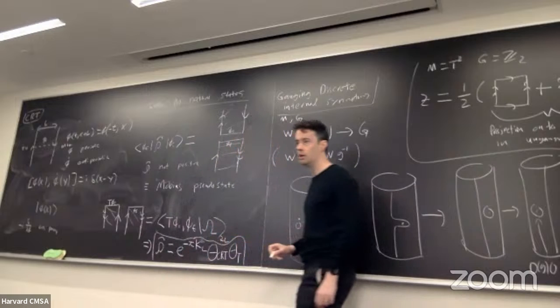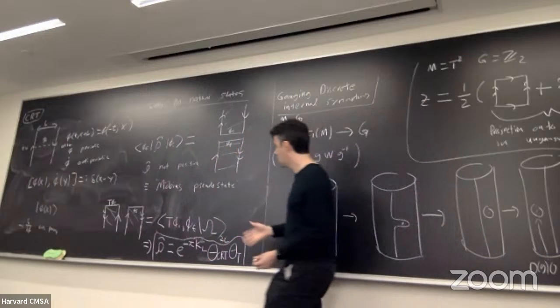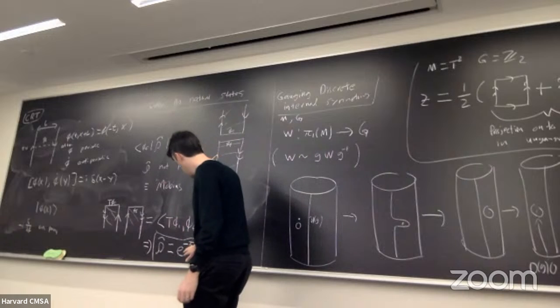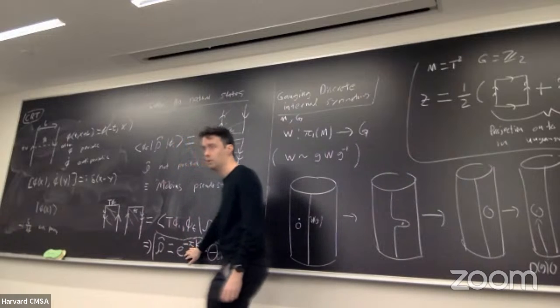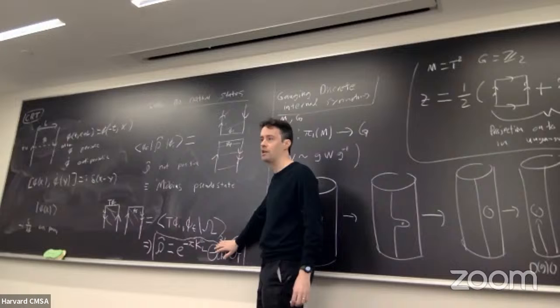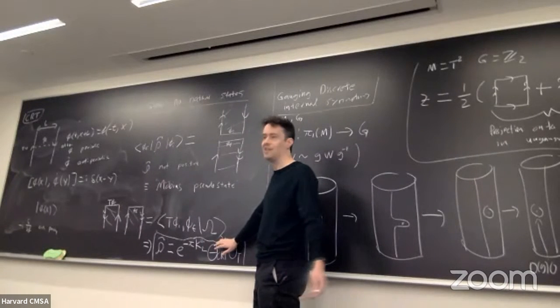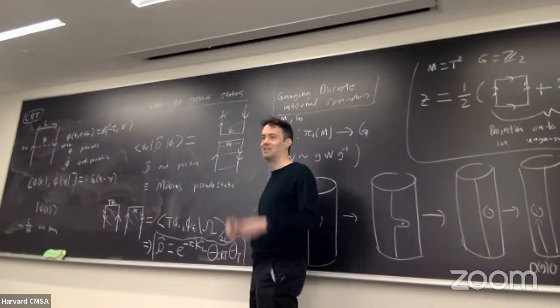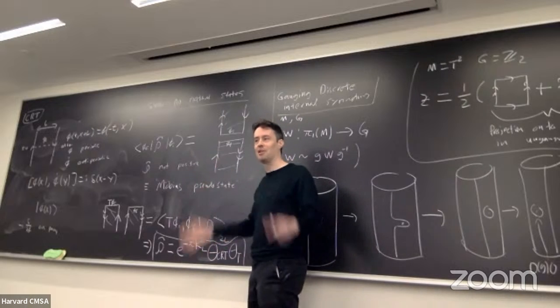Put this here, okay. And so what you can see is that the Mobius pseudostate is a positive operator times a unitary, because the product of two anti-unitaries is unitary. And so in particular, it's not positive, right? It's not Hermitian, right? But it's a positive operator times a unitary.